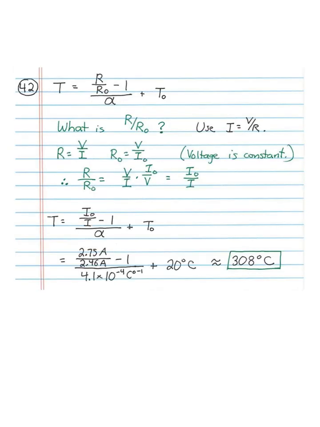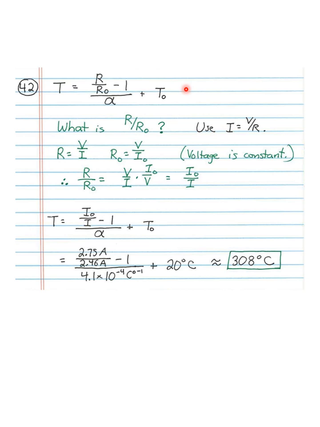Number 42, another question about time-dependent resistance. A nichrome toaster wire, initially at room temperature, carries 2.75 amperes immediately after it's turned on. After the wire heats, the current drops to 2.46 amperes. What is the temperature of the nichrome then? Well, let's look at the relationships. We know this equation that we got in a previous problem, the temperature related to resistance. And ultimately, we want to solve for temperature.